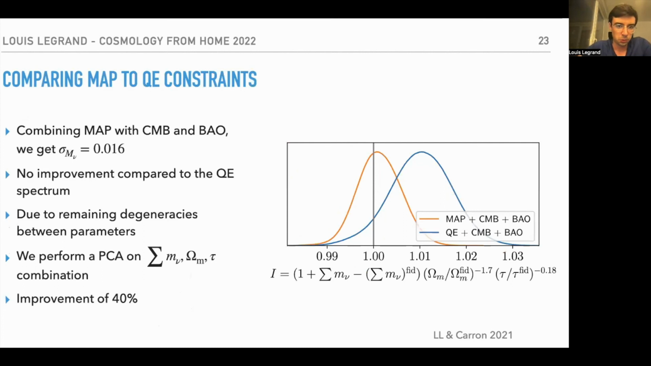So if you want to compare the iterative reconstruction to the quadratic estimator constraint, in fact, we were a bit disappointed in the end because we get the same constraint on the marginalized neutrino mass, 0.01, for the QE and for the iterative reconstruction. So we think this is due to some remaining degeneracies between the cosmological parameters. And when we perform a principal component analysis of our chains by combining the neutrino mass, omega m, and tau, we found these marginalized uncertainties, and we get a 40% improvement of the constraint on the maximum posterior. So there is still some information that is in the cosmological degeneracies of the CMB lensing power spectrum.